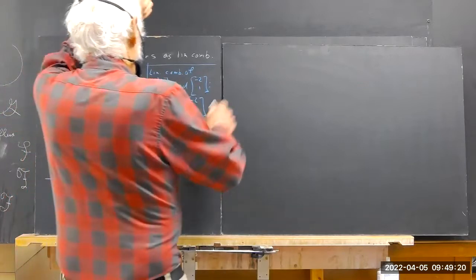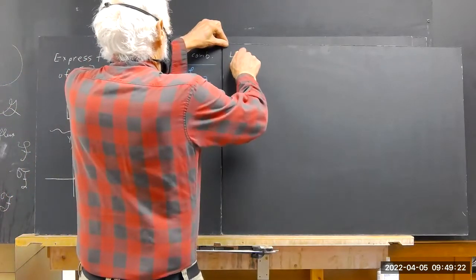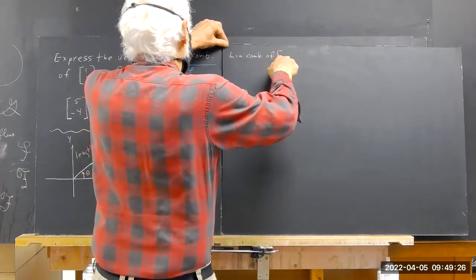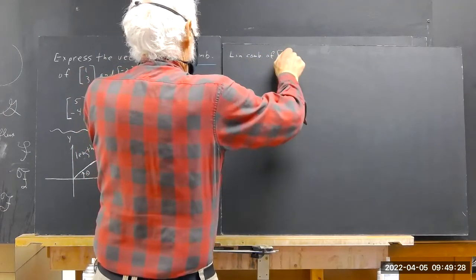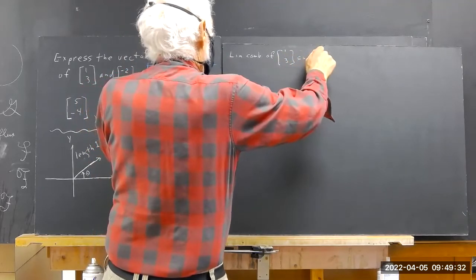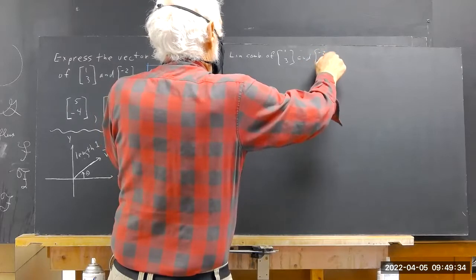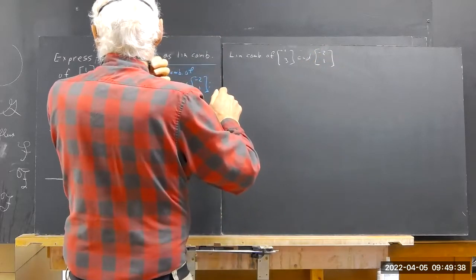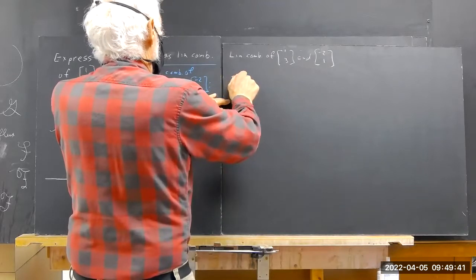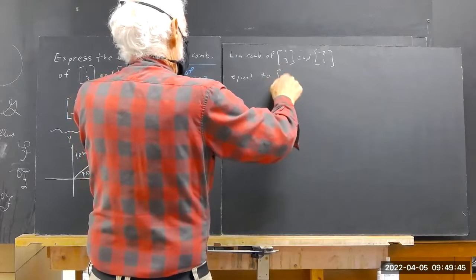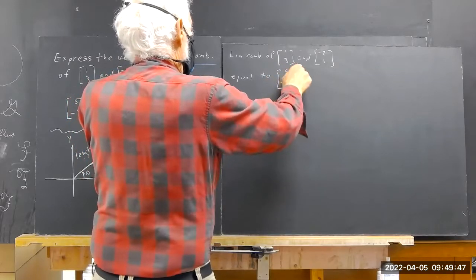So a linear combination of (1, 3) and (-2, 1) equal to (5, -4).